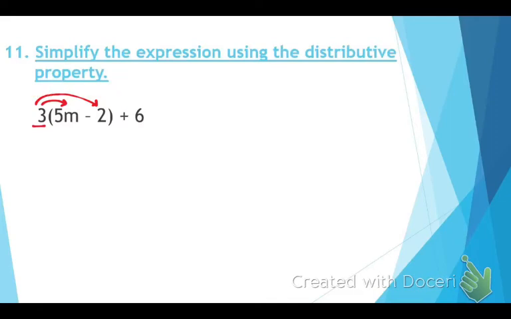Okay, so here we go, guys. What's 3 times 5m? 15m. What's 3 times negative 2? Negative 6. What should I do to this plus 6? Add to the negative 6? Just drop it down, okay?